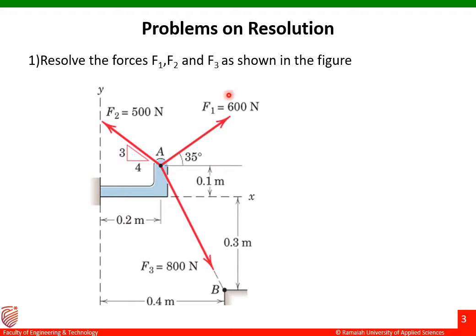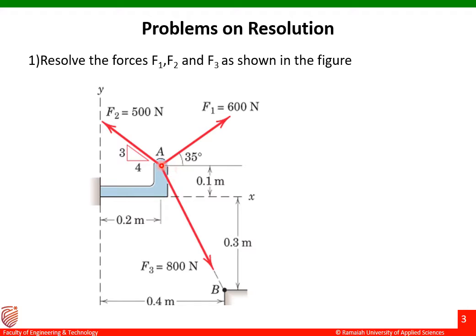There are three forces acting on this hook, that is F1, F2 and F3. These three forces are acting on the hook there. The value of F1 is 600 Newton, the value of F2 is 500 Newton and the value of F3 is 800 Newton. And the dimensions of this particular hook are given over there.